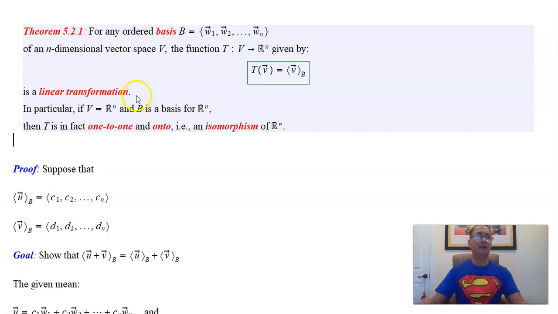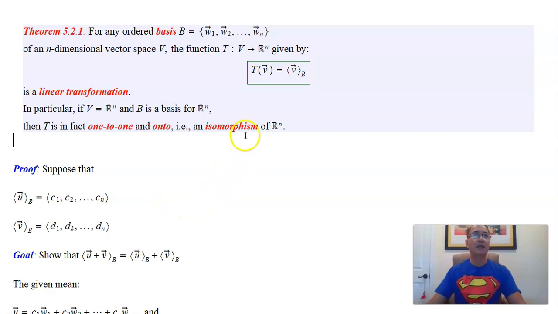In particular, if the domain V happens to be Rn itself, and B is any basis for Rn, but a fixed basis, it doesn't have to be the standard basis, then T is in fact one-to-one and onto. In other words, it's an isomorphism for Rn. We're going to prove the additivity property, and I will leave the rest for you as a reading assignment.